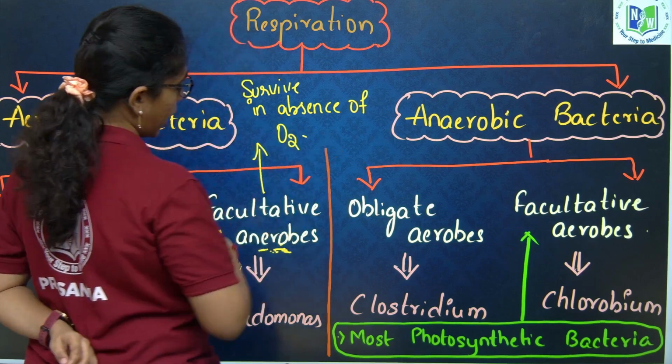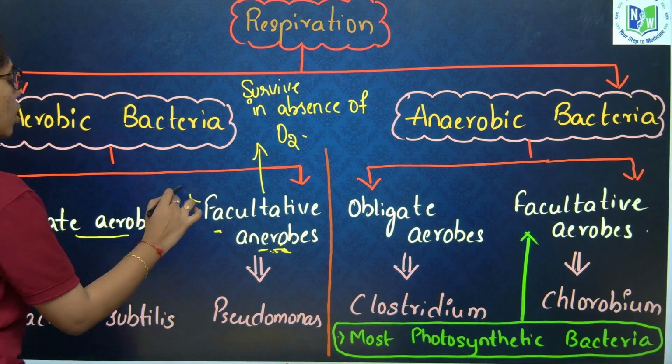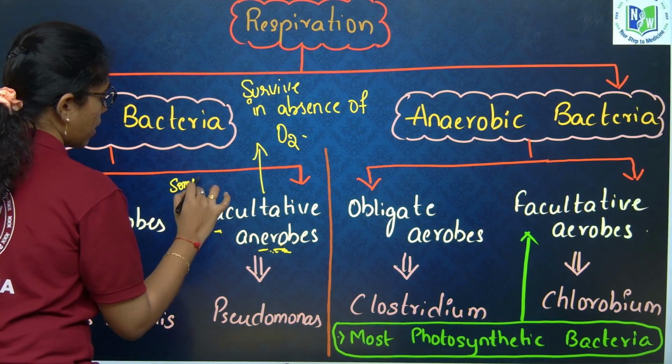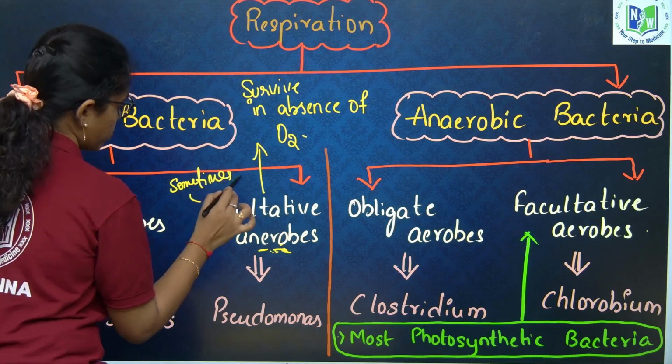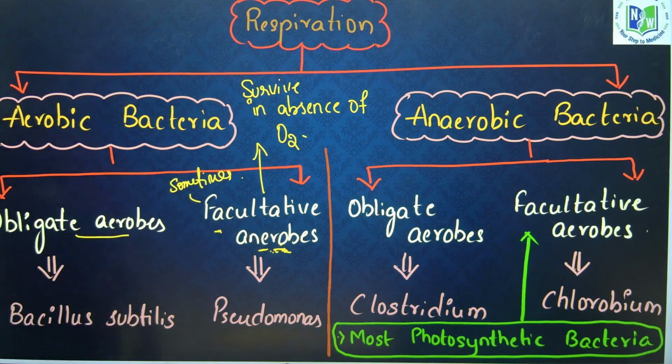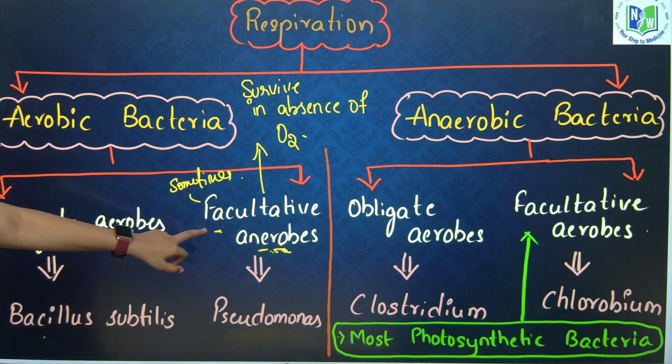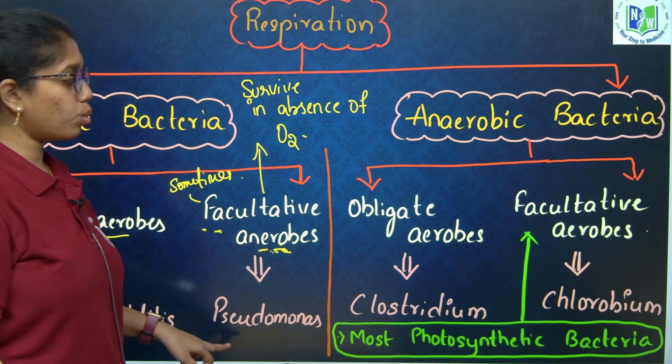Sometimes, facultative, you include the synonym sometimes. Sometimes they act as anaerobes. Most of the time they are obligate aerobes only. Example for obligate aerobe is Bacillus subtilis. Example for facultative anaerobe is Pseudomonas.